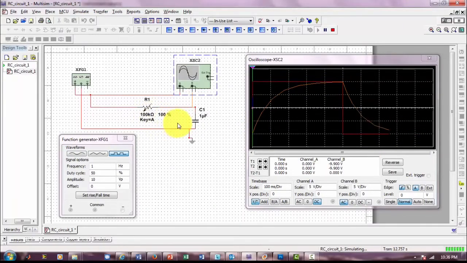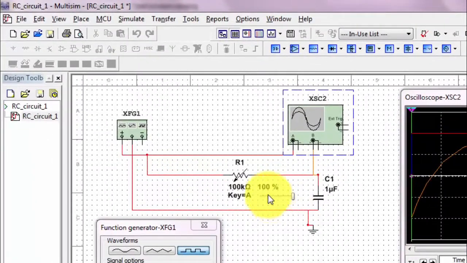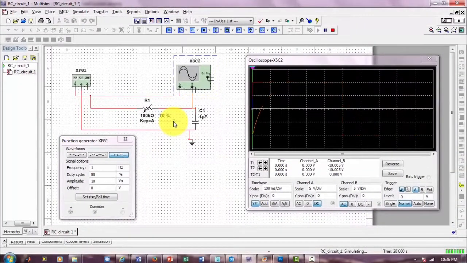Notice this is at a resistance of 100 kilo ohms. Now suppose I decrease the resistance. We should get there faster. As I decrease the resistance, we're reducing the time constant, so we're going to get there faster, and you can see in the oscilloscope shown here that it is charging faster. That's the result when it's at 5% of 100K, which is 5K.